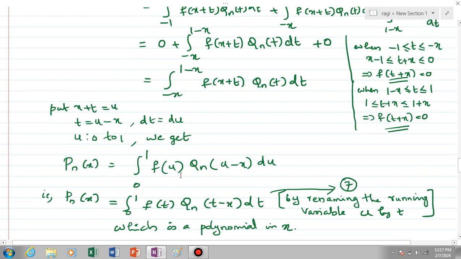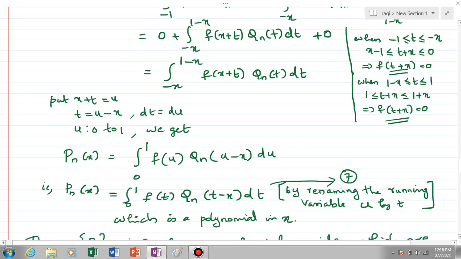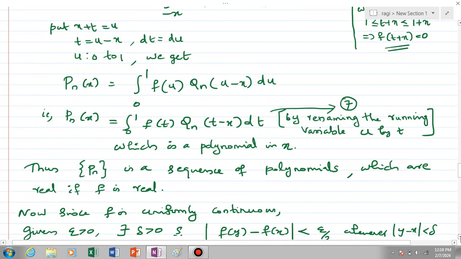We get the integral from 0 to 1 of f of t Qn of t minus x dt, which is clearly a polynomial in x, because the upper limit and lower limit are integers, and when we integrate this and substitute the upper and lower limit values for the variable t, we get a polynomial in x. So clearly the Pn's are polynomials in x. The sequence Pn is a sequence of polynomials which are real if f is real.